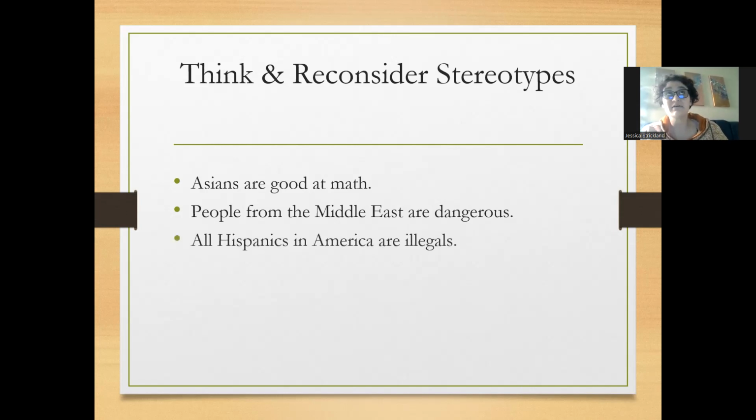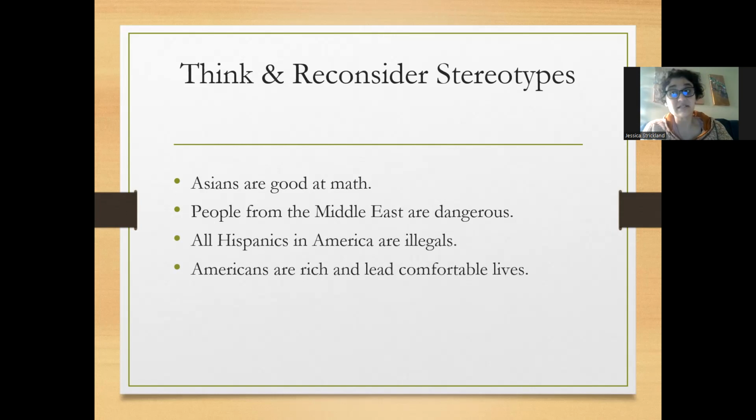All Hispanics in America are illegals. Okay, that's another assumption or stereotype that is often applied to people from Mexico, and it's also not true. Americans are rich and lead comfortable lives. This is another stereotype that many people overseas believe. America is the best country in the world. This is probably one of the worst stereotypes I've ever heard.